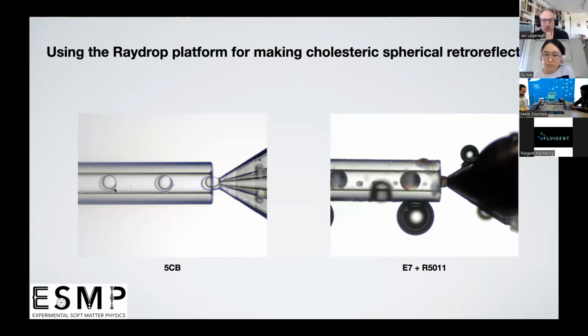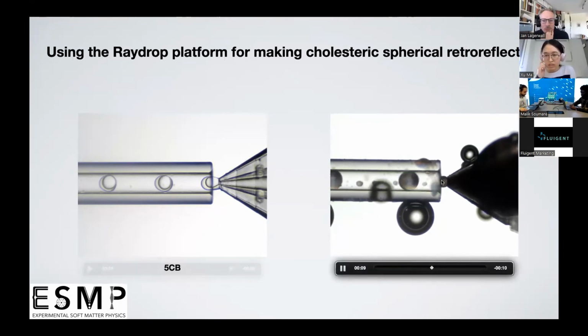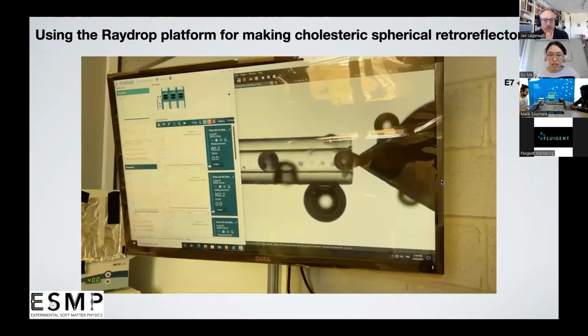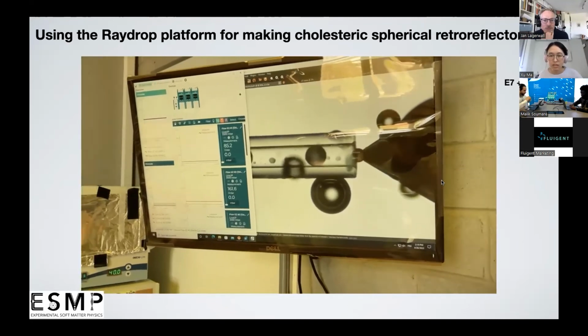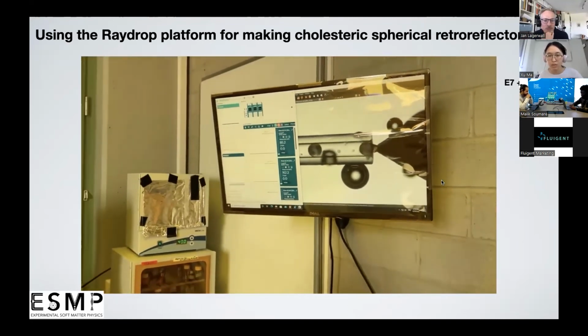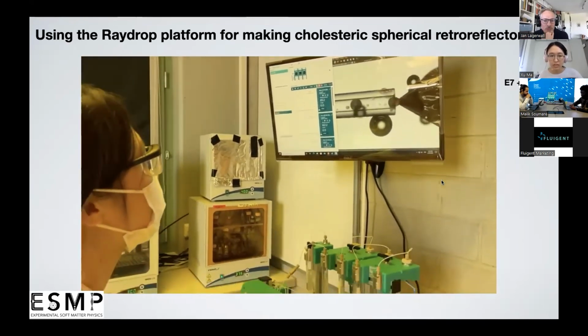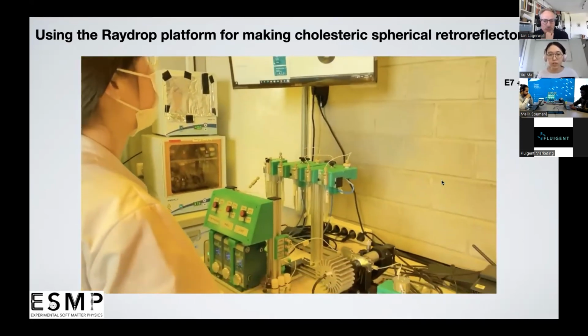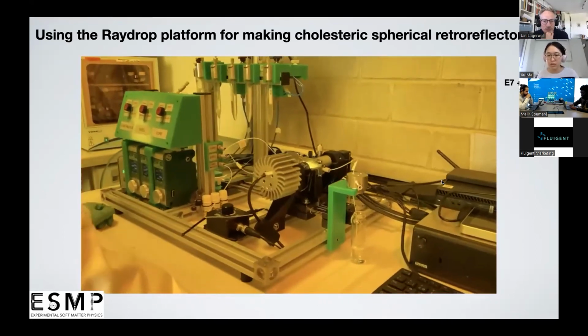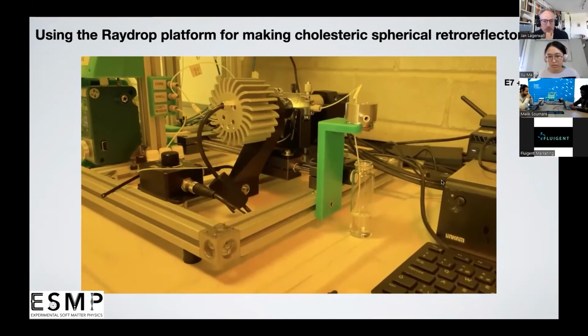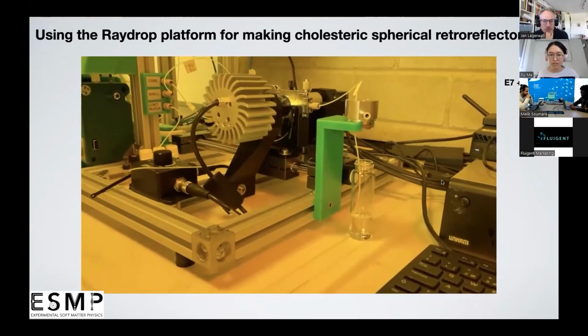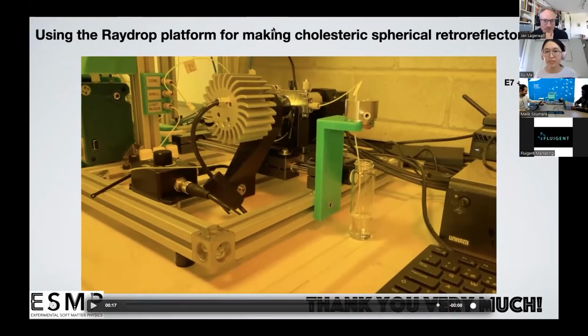But you can see when I tune the liquid crystal flow, sometimes it will stick some liquid crystal on the collection tube. In the end, this video shows us how this whole Rejob platform works in our lab. We hope it will produce the cholesteric spherical reflectors with this platform. Thank you very much. Okay, thank you, Shu, for that.